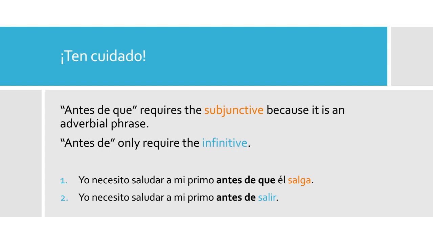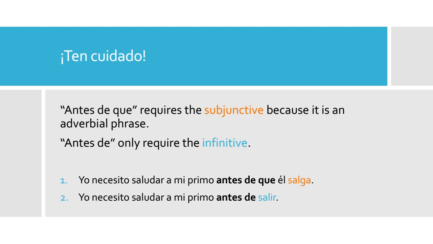So here's a couple examples. First one with the subjunctive. Yo necesito saludar a mi primo antes de que él salga. So I need to say hello to my cousin before he leaves, all right? And so I'm using the subjunctive for he leaves because I don't know when he's going to leave. I don't have any control over when he leaves. I just know that I need to or want to say hi to him before he does.